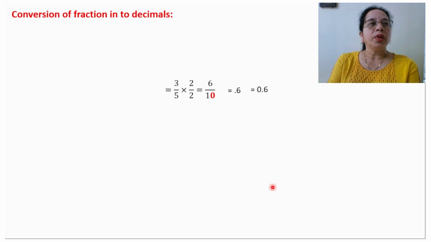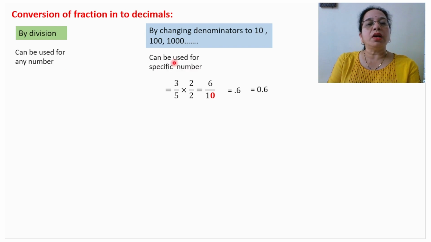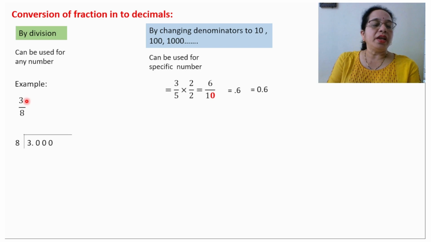Now conversion of fraction into decimal. So we can do it by two methods, by division or by changing denominators to 10, 100 and 1000. This method can be used for any number and this method can be used only for specific numbers. You can take the example 3 upon 8. So you can divide this 3 by 8.